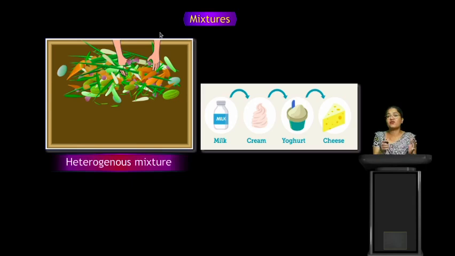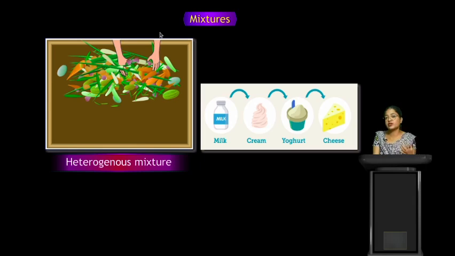So, the pile of vegetables is called a heterogeneous mixture. What is happening? A lot of vegetables are mixed together unevenly, right? You can see some carrots on one side and then you can see some beans on the other side. So this is unevenly distributed. So you can easily separate it out. So this is called a heterogeneous mixture.